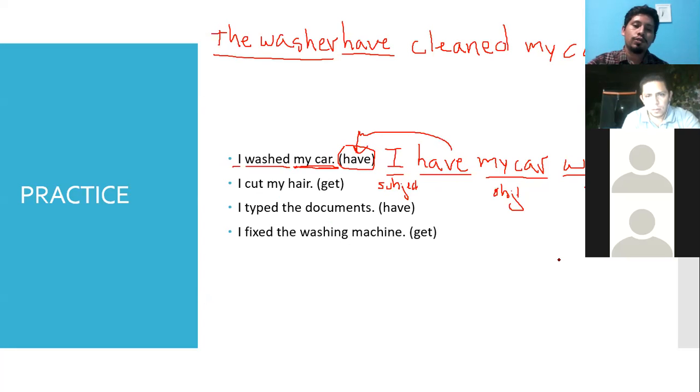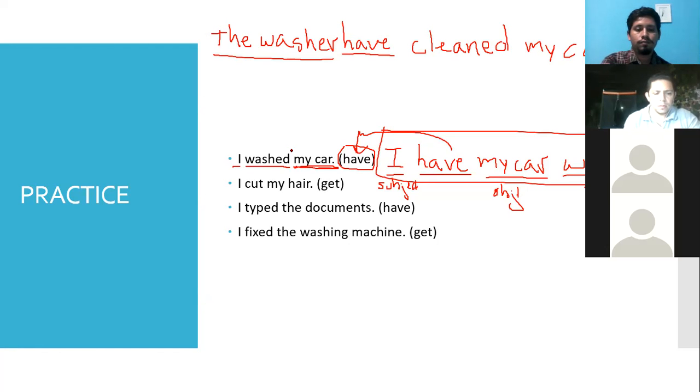But in the second one, we're going to use get. How can we do it? Using this structure, as we saw in the previous class. What could be the answer? Then we're going to see something about this. Could be, I get my car washed?